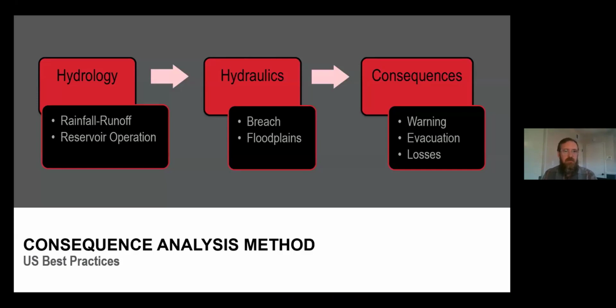So this is best practice, just kind of showing the inputs to consequences. You need to have a good understanding of your hydrology as it applies to rainfall runoff events or reservoir operation. The hydraulics, which includes uncertainty in the breach and the floodplains, all of that is input to the consequence model. The consequence model itself has other inputs that we'll discuss in more detail.